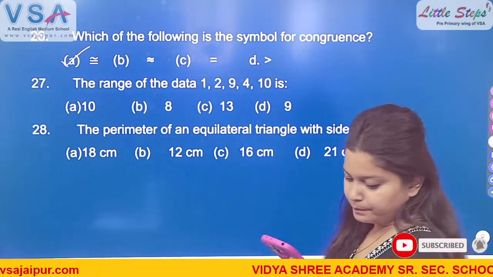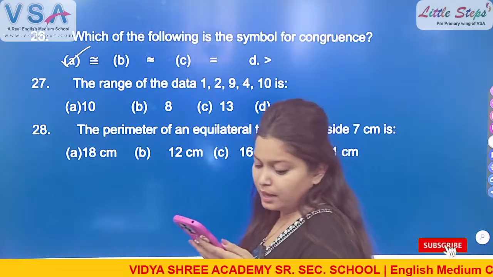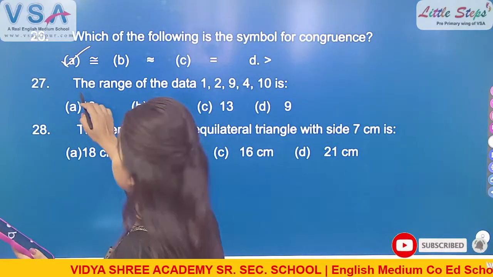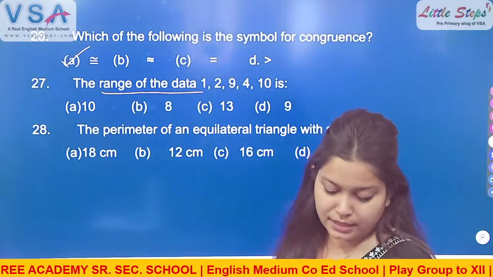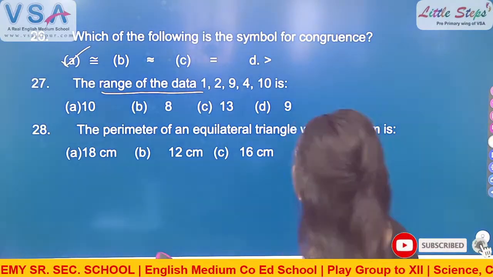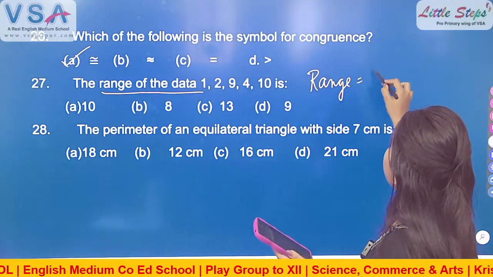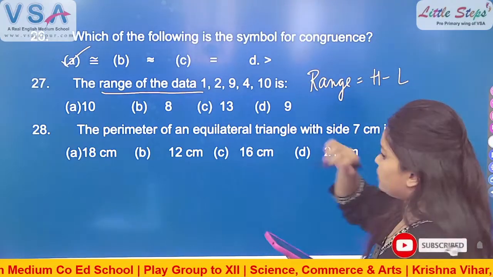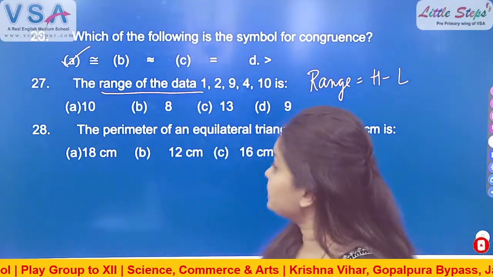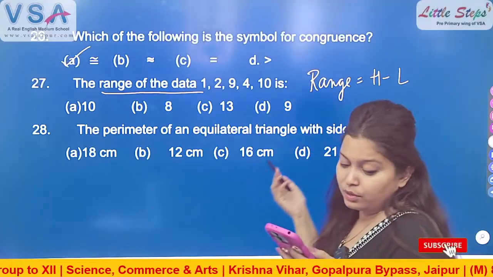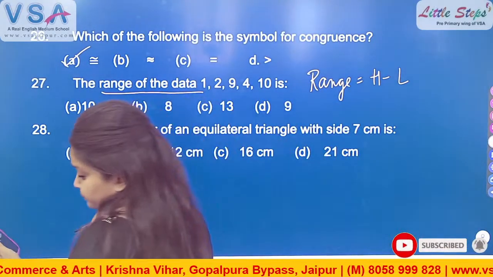Yes, Abhay. Answer question number 27, Abhay. Tell me the answer of 27. What is the 27th question asking? The range of the data. You have to find out the range of the data. I will tell you the formula. Range is equal to highest minus lowest. As you all know, if we subtract the smallest number from the biggest number, we will get the range. Only Abhay will answer this question in the comment box. I am waiting for him.